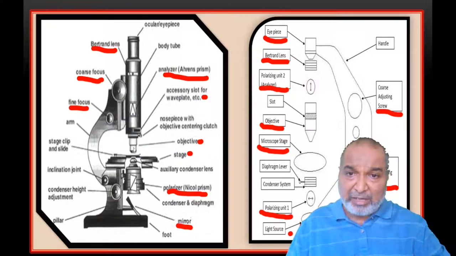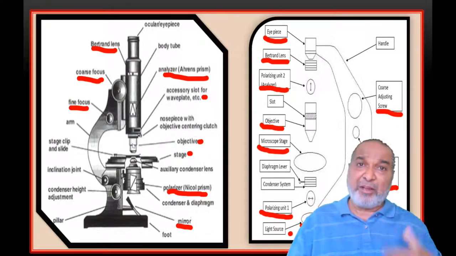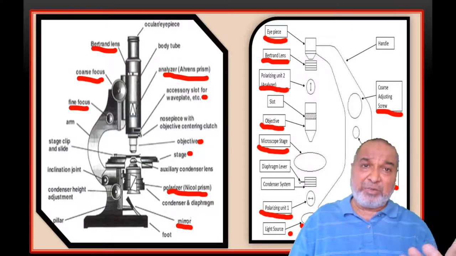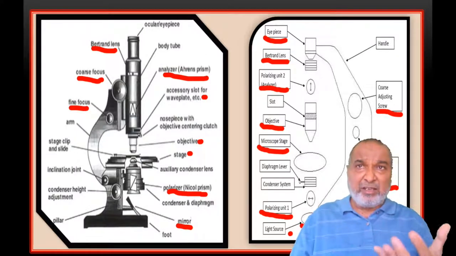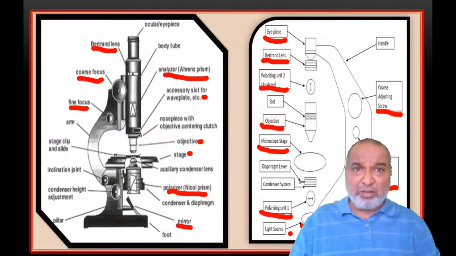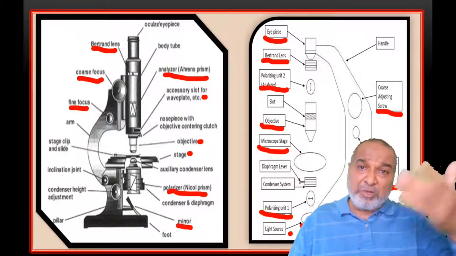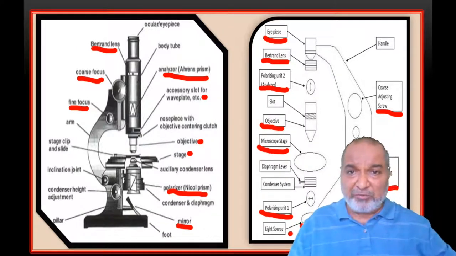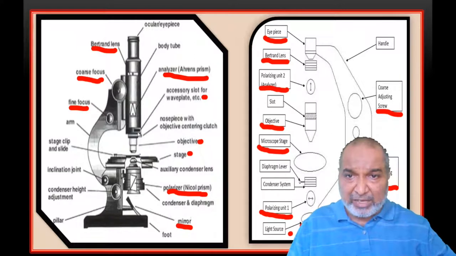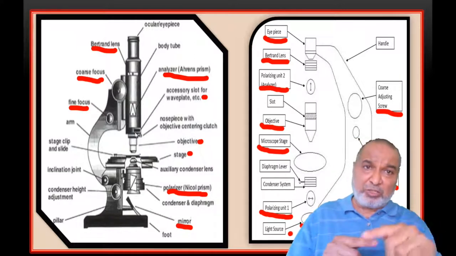Above this, we have an objective. Normally, on the basis of how much enlargement we are going to make, we select 5x, 10x, 15x, 25x, or 45x, whichever enlargement we need. And above this, we have a slot given. There is a slot there.